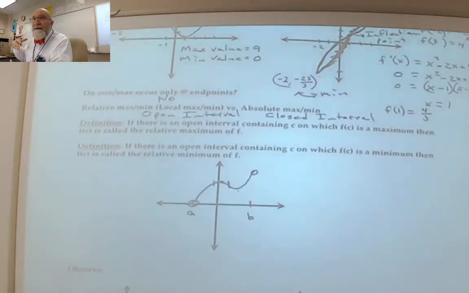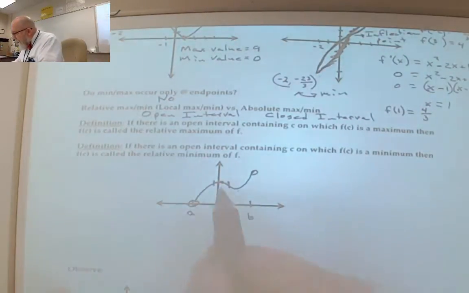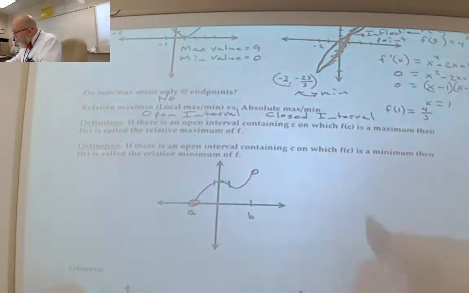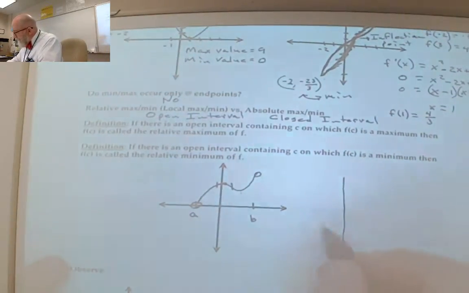Does that make sense? So I can create a small closed interval, right? I could say, all right, let's pick it between this value and this value. That would be a maximum within that real small interval. So I call it a relative maximum. What would this be? A relative minimum. It also applies to this.